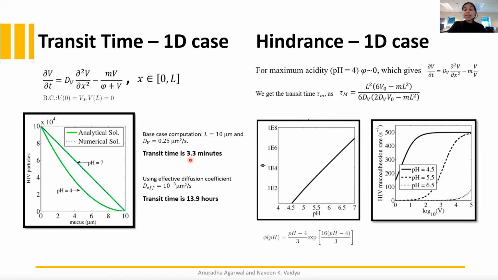When these nanoparticles are applied, each nanoparticle attaches itself to the virus and destroys it, ensuring no virus reaches the target cells. From the graph on the right, we see that the mucoadhesion rate increases as the acidity of the mucus increases.